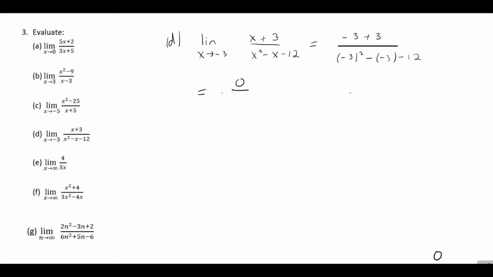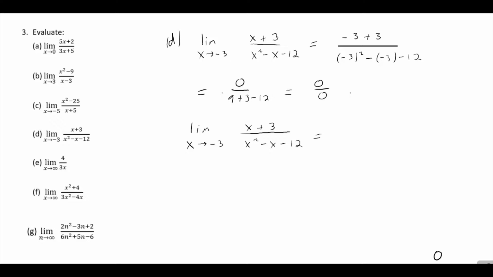And then at the bottom we're going to get minus 3 squared, which gives us 9. And minus a minus 3 gives us a plus 3. And then minus 12. And this is going to give us our indeterminate form, which is 0 over 0. So that means we need to use another method to do this. The first one we can try here is factorizing. So write out our problem again.